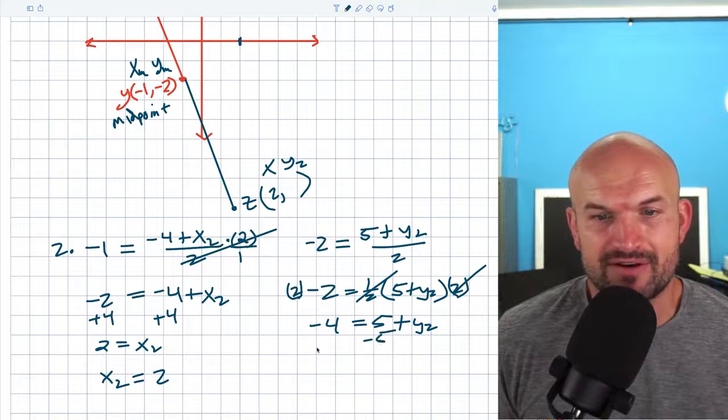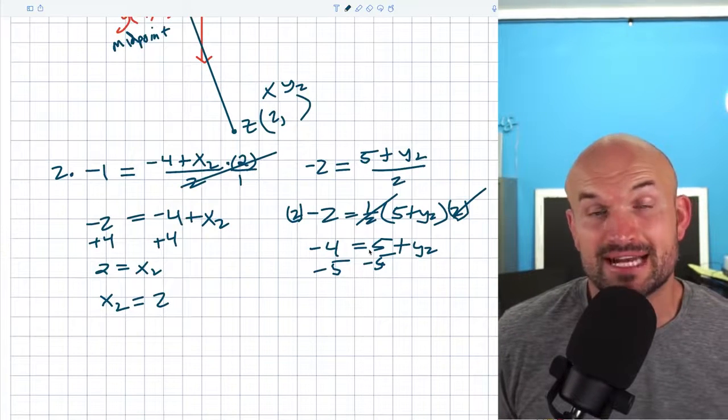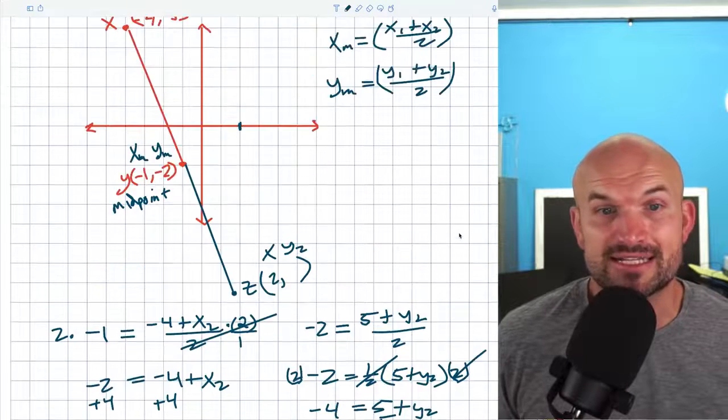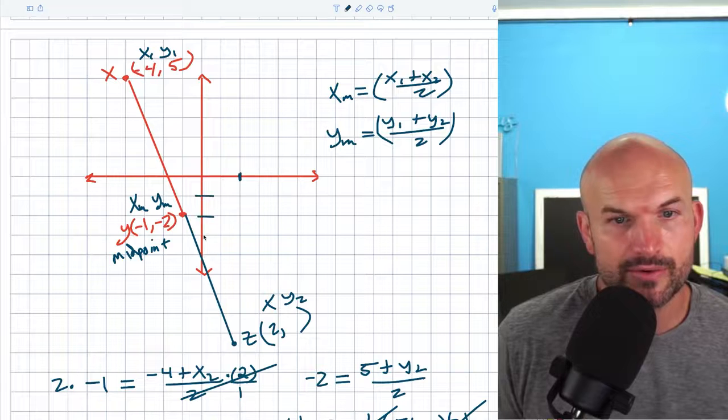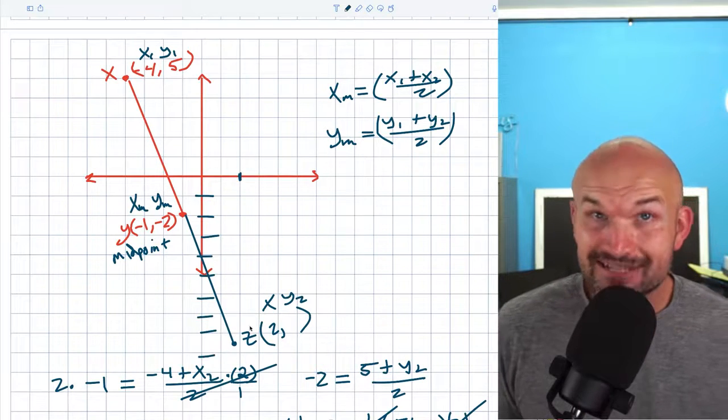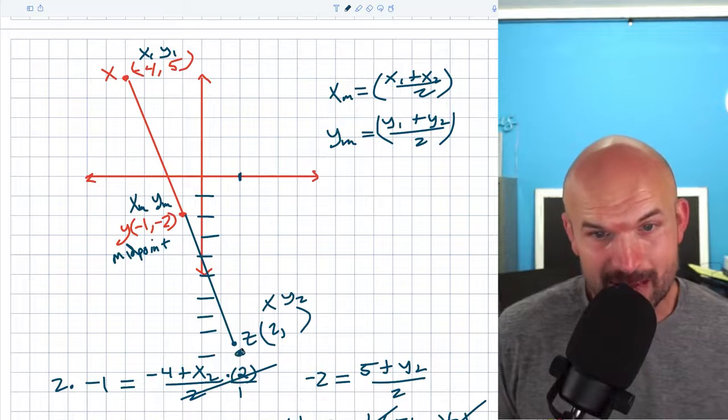And then subtract a 5 on both sides. -4 minus -5 is going to be -9 equals y2. So you could say y2 equals -9. Now let's check to see how close I was over there. 1, 2, 3, 4, 5, 6, 7, 8, 9. Not too bad, right? You can see, hey, here is my point right there.